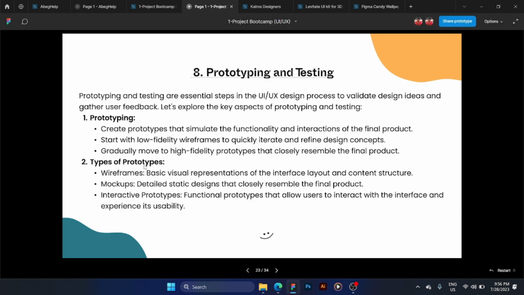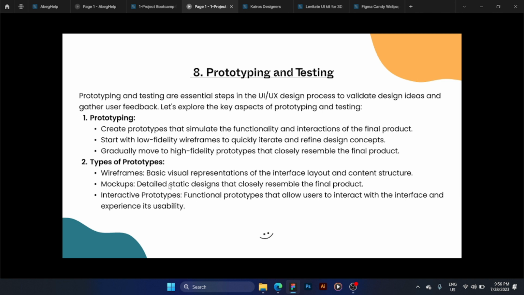So under the prototype, another one we have is mockups. Mockups are detailed static designs that closely resemble the final product. Yes, it's not yet the final one, but then it's a preview of the final. All right. So let's say you are designing an interface for a mobile, all right? And you are looking for a perfect way to ensure that what you are designing for is the perfect match. So one of the ways we get that done is by trying it on a mock-up.